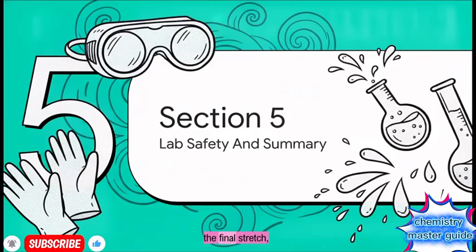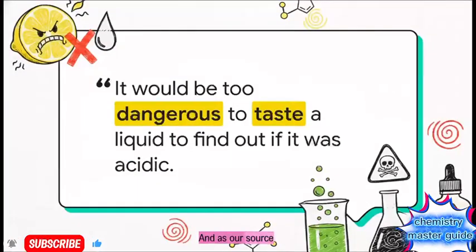We are at the final stretch, Section 5, Lab Safety and Summary. Before we wrap, we have to talk safety, because chemistry is powerful. Goggles and gloves are non-negotiable to protect against chemical burns. And as our source material strictly warns, it would be way too dangerous to taste a liquid to figure out if it's acidic. I know we talked about lemons being sour earlier, but you should absolutely never, under any circumstances, rely on a taste test to identify unknown chemicals in the lab.